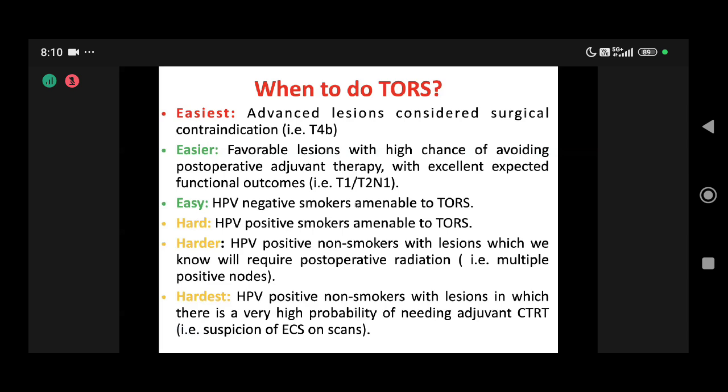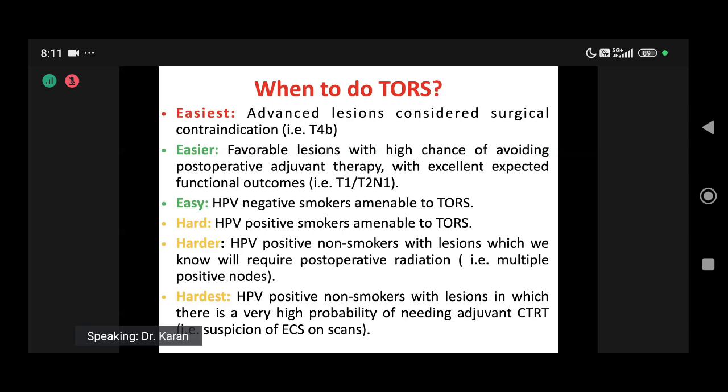If there is a T4 or a T4A or a T4B disease, these are not the patients you would want to take up for transoral robotic surgery, because you will be removing a large part of the oropharynx, and these patients will be doing horribly bad when you see their functional outcomes. They'll not be able to swallow, they'll not be able to speak, they will be oral cripples, they will be PEG dependent, and they will be tracheostomy dependent.